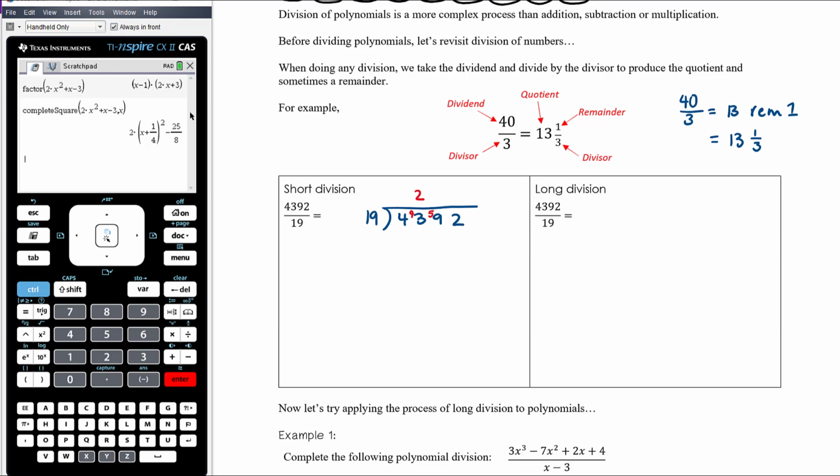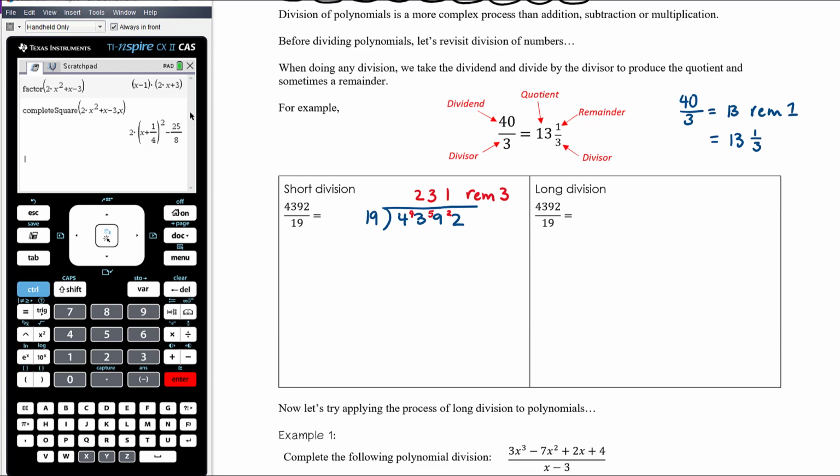How many times does 19 go into 59? I suspect it goes 3 times into 59. 3 19s are 57, so it goes 3 times and leaves a remainder of 2. We carry that 2 over into the next column. Then it's how many times does 19 go into 22? Well, it goes once, and we clearly have a remainder of 3.